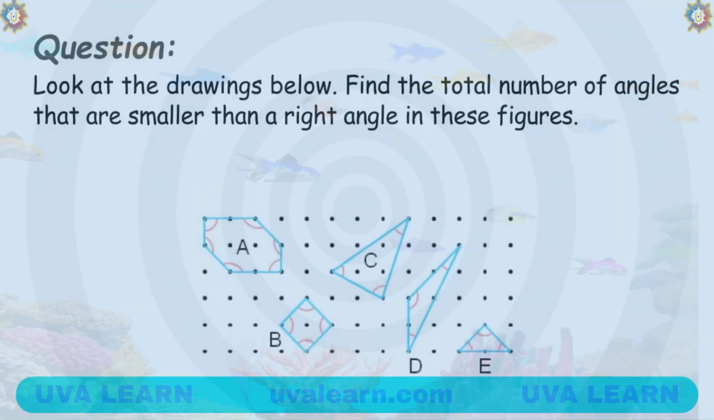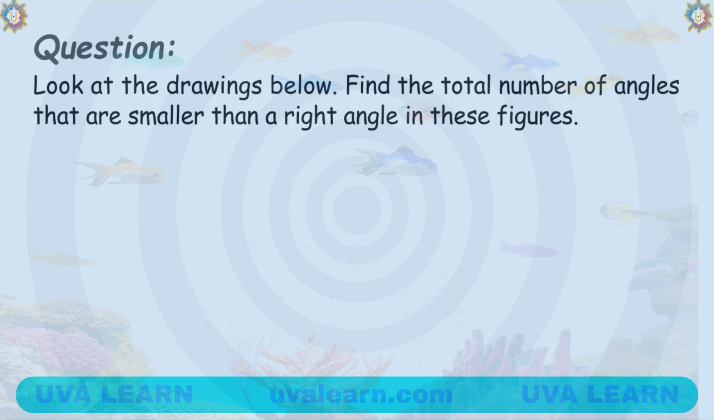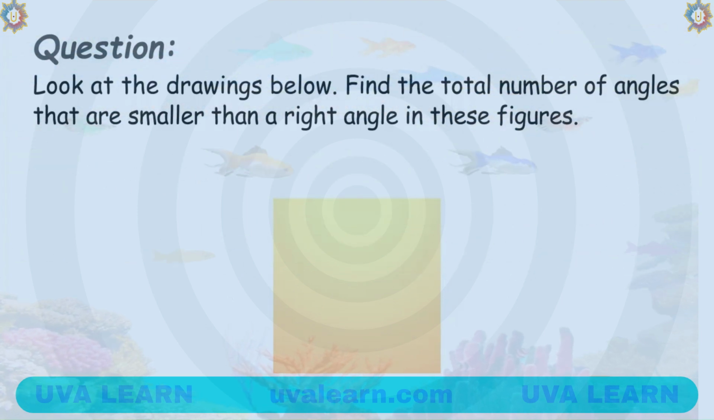All right, hope you understood the question now. Let's move on to solve this problem. Do you not think we need something to check right angles? So, let's create a right angle using a piece of paper. How do you think we can make a right angle from this piece of paper?